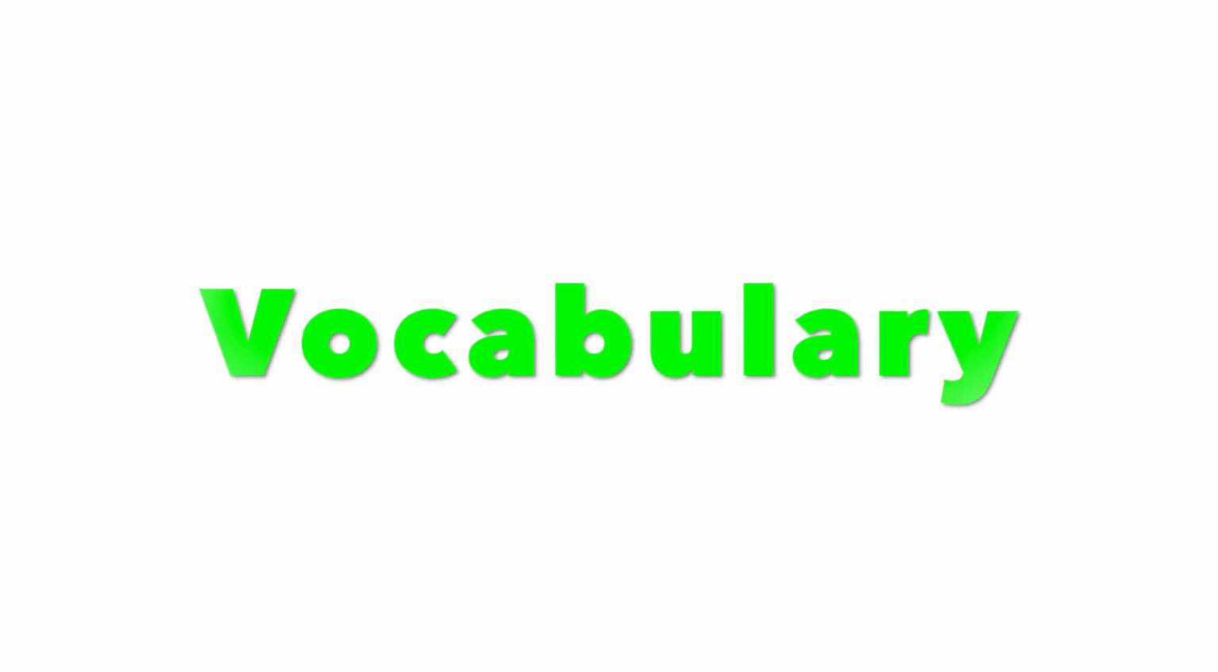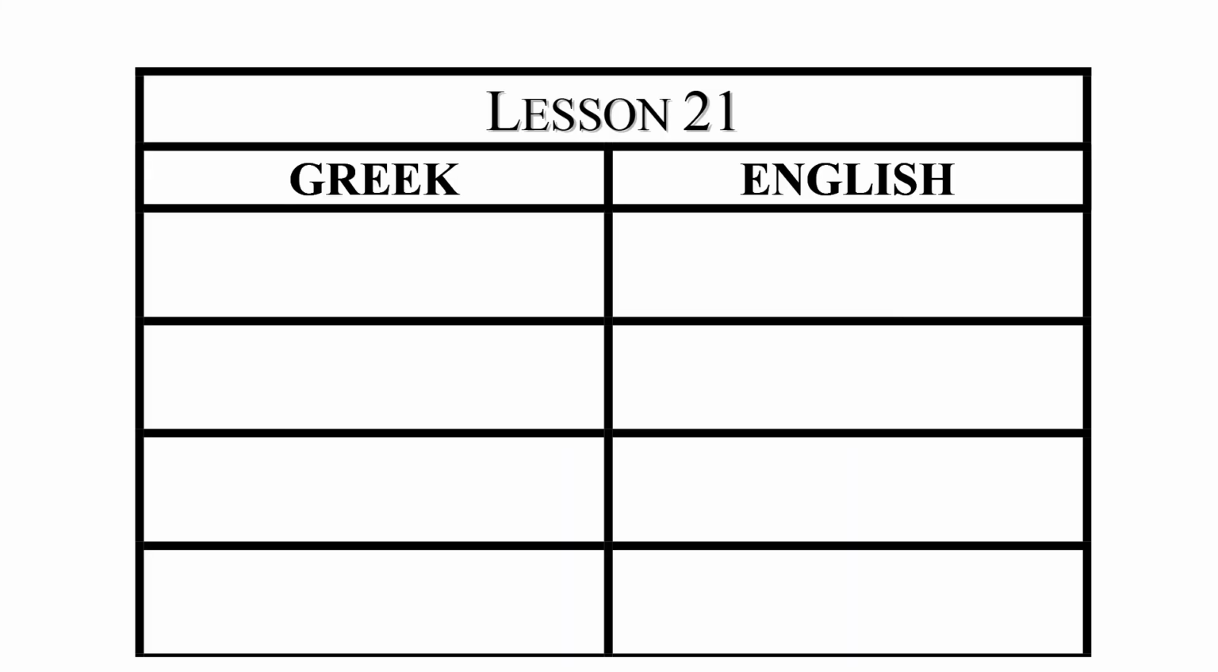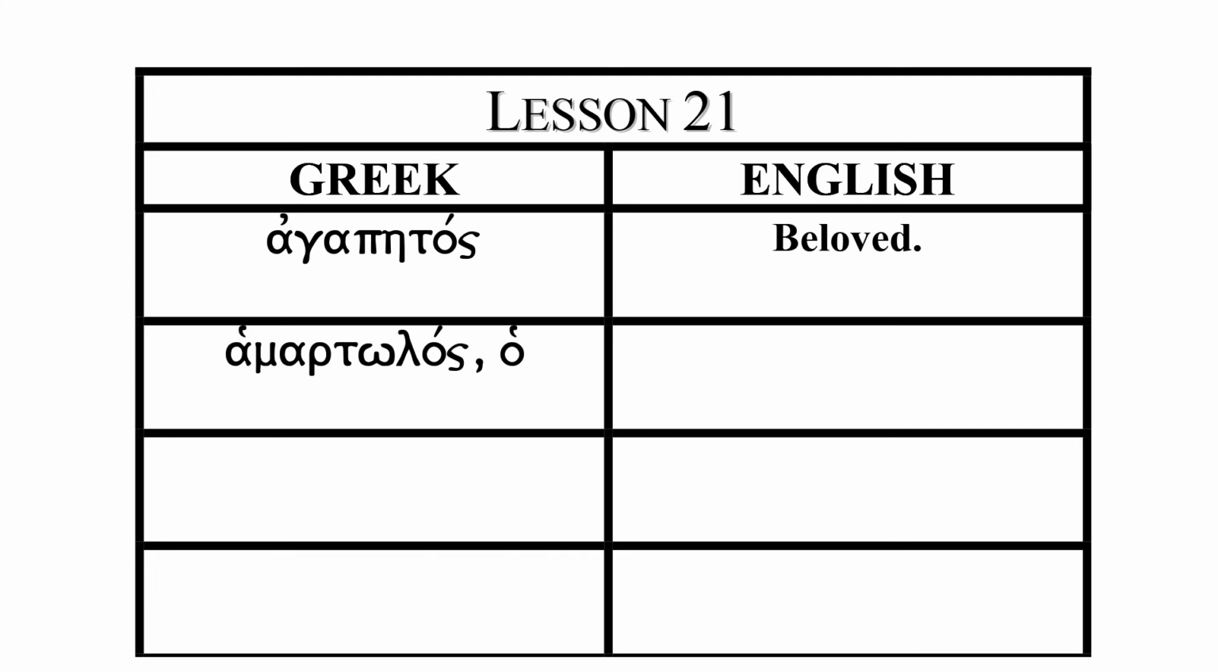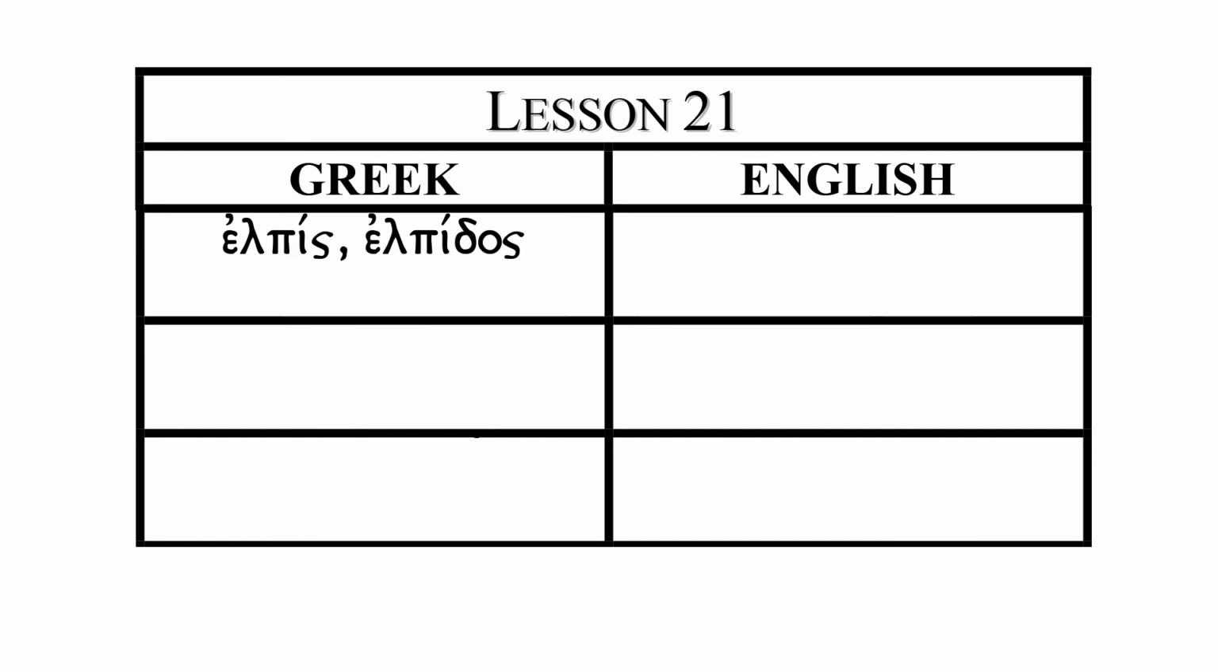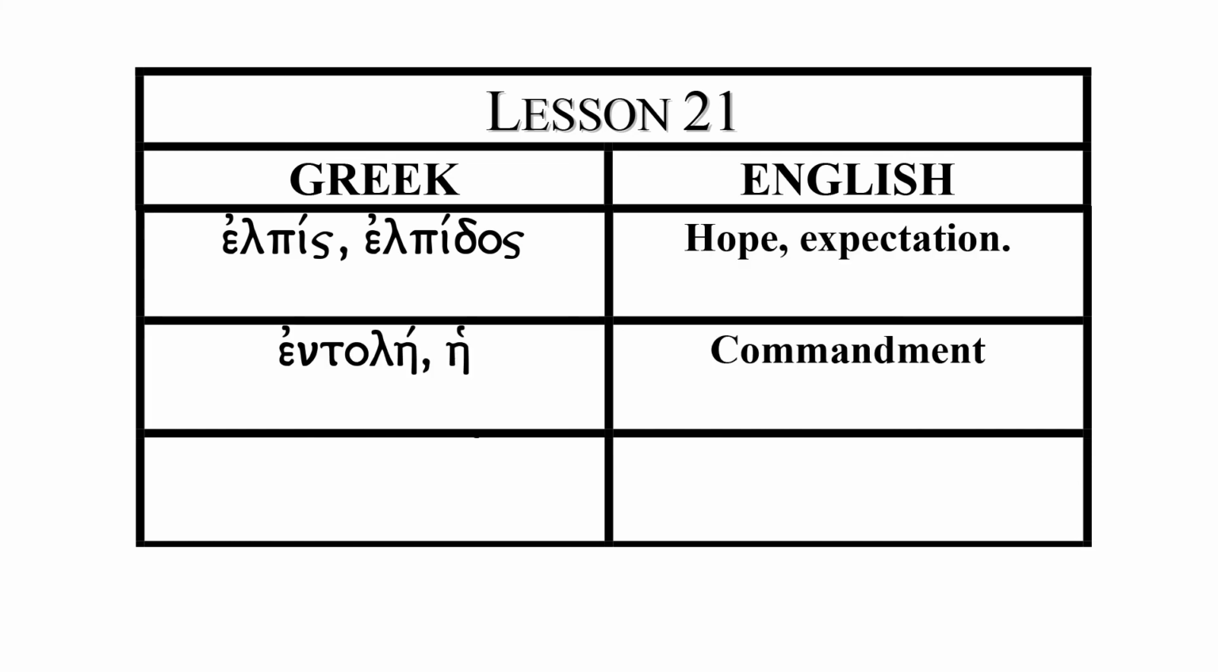Okay, let's finish up with our vocabulary. Lesson 21. Agapetos, beloved. Hamartolos, sinner. Chairo, I rejoice. Doron, gift or offering. Elpis, hope, expectation. Entole, commandment. Glossa, tongue or language.